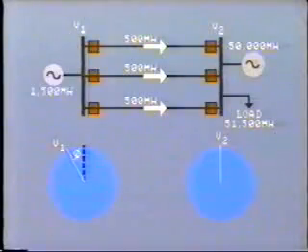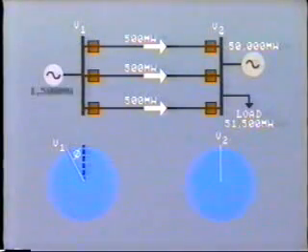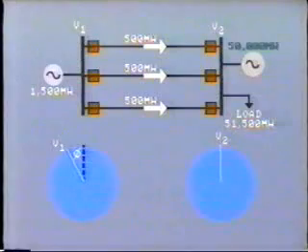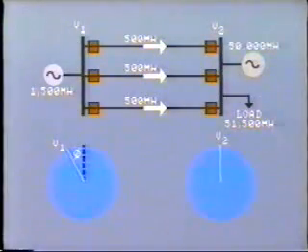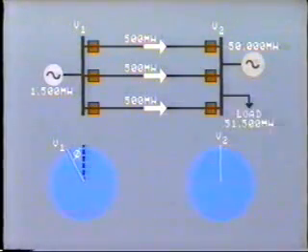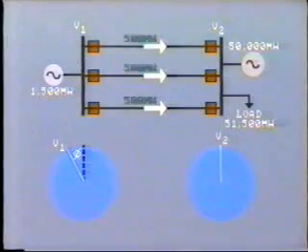Let's look at a few examples. Here we see a single generating station supplying 1,500 megawatts across 3 transmission lines into a very large system. The generation on the large system is 50,000 megawatts, so the total load is 51,500 megawatts. Each of the transmission lines is carrying 500 megawatts.